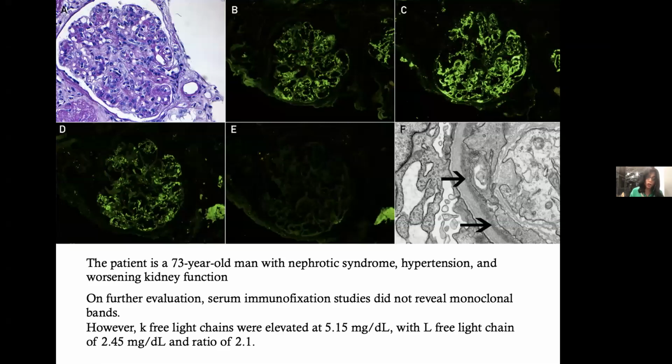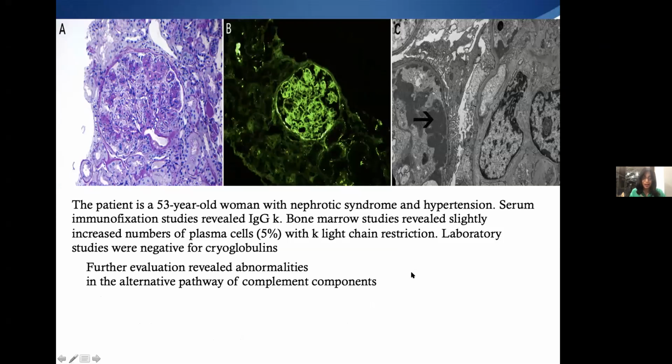Now, this is another proliferative glomerulonephritis. It looks like a nice proliferative glomerulonephritis, not really different from the first case. This was a 53-year-old woman with nephrotic syndrome and hypertension. She already had serum immunofixation studies, and they revealed IgG kappa. Her bone marrow studies revealed slightly increased numbers of plasma cells, only 5%, with kappa light chain restriction, and she had no cryoglobulins. Her biopsy showed only C3, and she had extensive subendothelial deposits consistent with C3 glomerulonephritis.